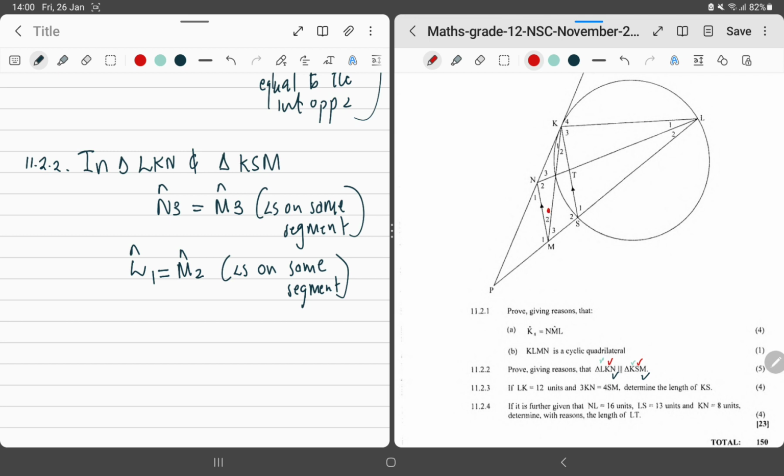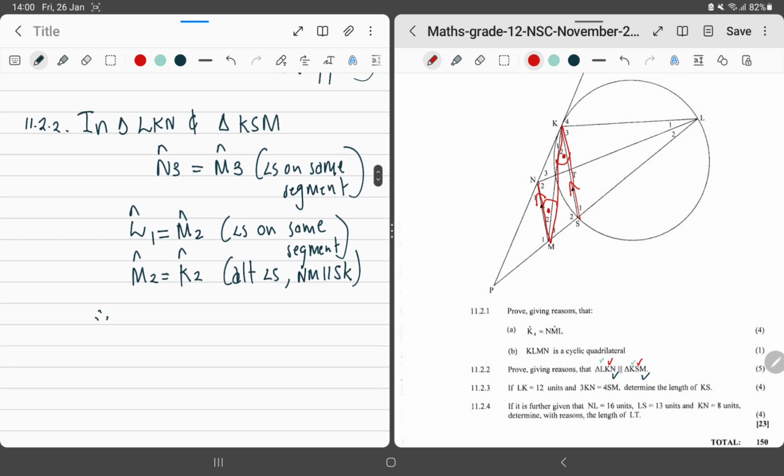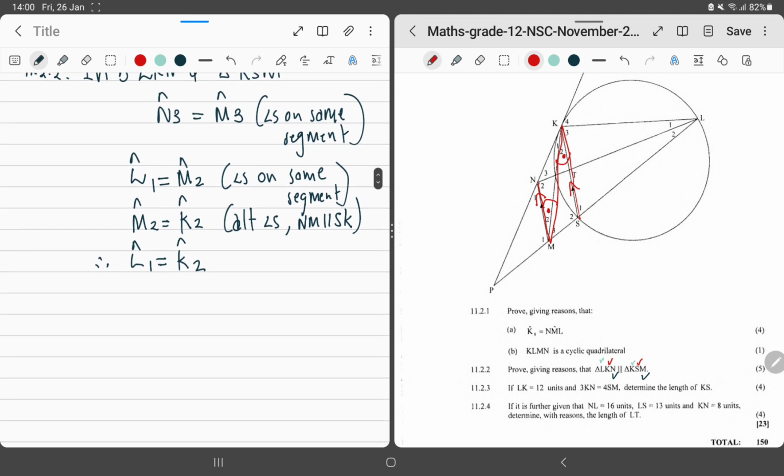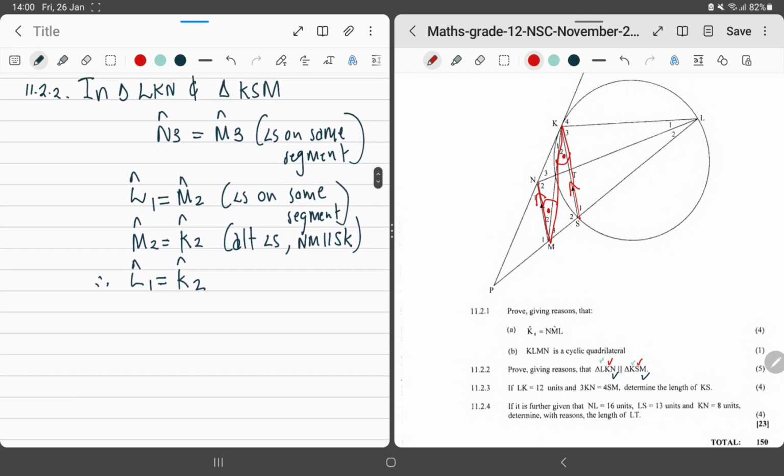But M2 is equal to K2 because of alternating angles. This line is parallel to that, so this angle should be equal to that. So M2 is equal to K2, alternating angles, because NM is parallel to SK. Therefore, L1 must be equal to K2. So now we have proven two angles, so the third angle is implied.